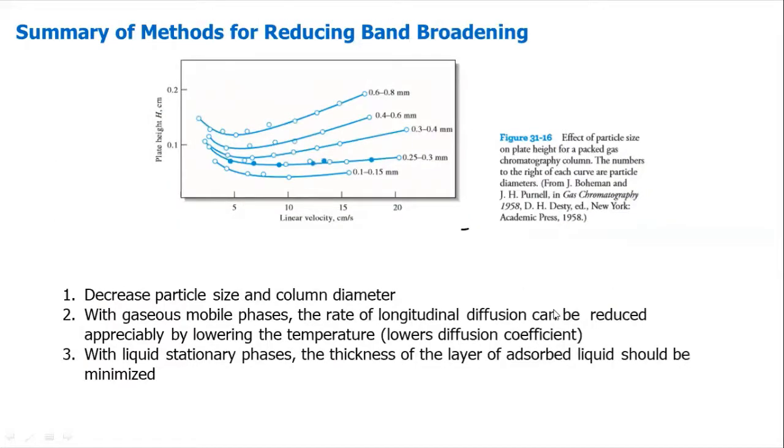So the summary of methods for reducing band broadening are: decrease the particle size and the column diameter. Next is, with gaseous mobile phases, the rate of longitudinal diffusion can be reduced appreciably by lowering the temperature, meaning it lowers the diffusion coefficient. Thirdly, with liquid stationary phases, the thickness of the layer of adsorbed liquid should be minimized.